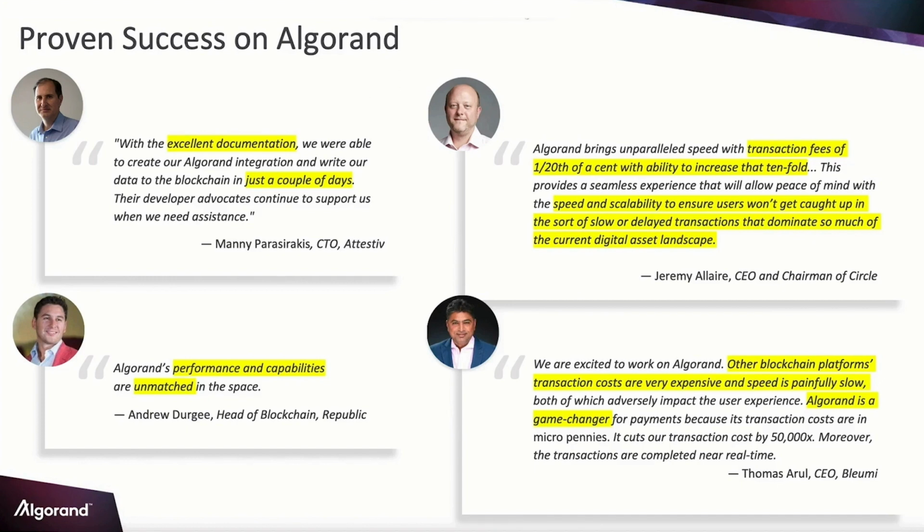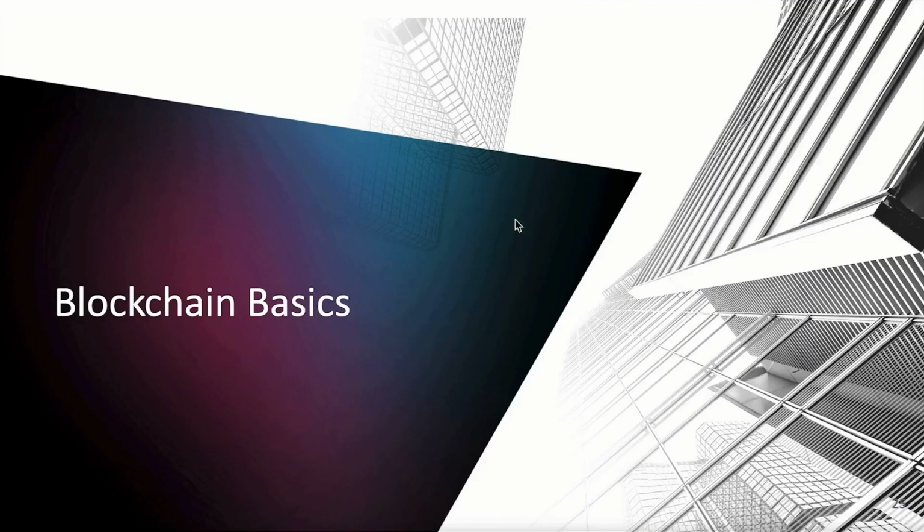Then the last slide here in this section, these are like a few of these quotes. The one in the upper left I like in particular. It's about the documentation, so that's a nice quote. And so on the upper right, you've got the transaction fees are minimal, like 1/20th of a cent. And then also the speed to ensure users won't get caught up in the slow or delayed transactions that dominate so much of the current digital asset landscape. Also, performance and capabilities are unmatched with Republic, and down in there, Palumi says all other blockchain platforms, transaction costs are very expensive and speed is painfully slow. And he feels that Algorand is a game changer. So that's just a little bit to get your interest up a little bit.